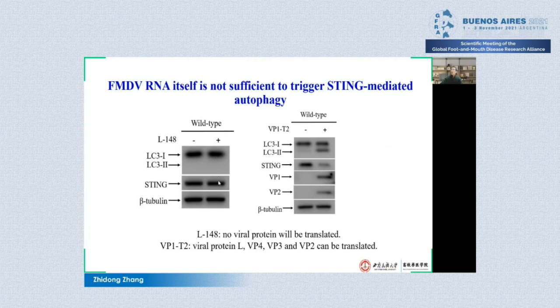Here you can see that in these transfected cells, compared with the control, autophagy did not occur. But when you transfect the cells with viral RNA from which viral proteins L, VP4, VP3, and VP2 can be translated, you will see autophagy occur. This means FMD virus RNA itself is not sufficient to trigger STING-mediated autophagy.